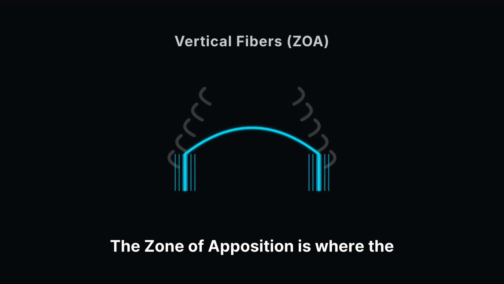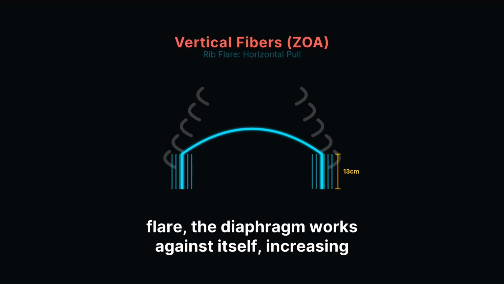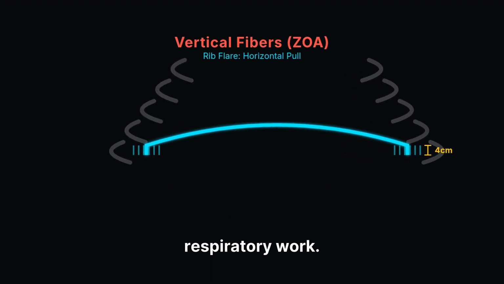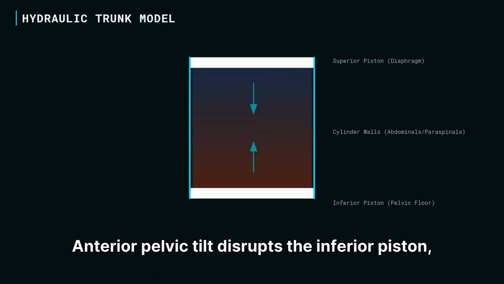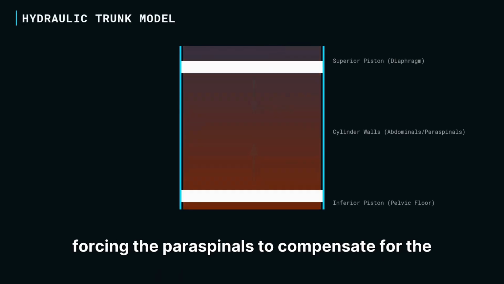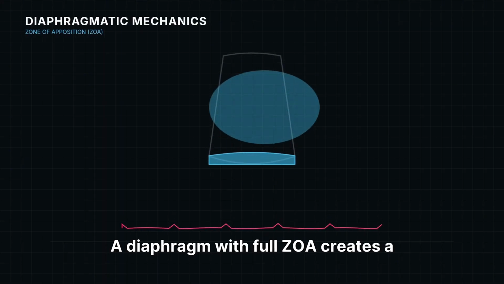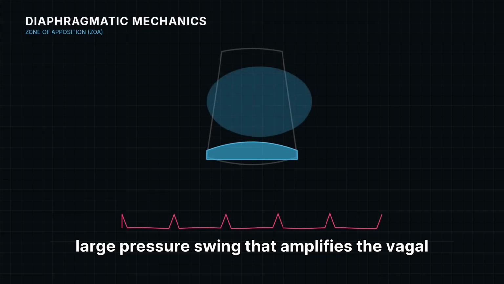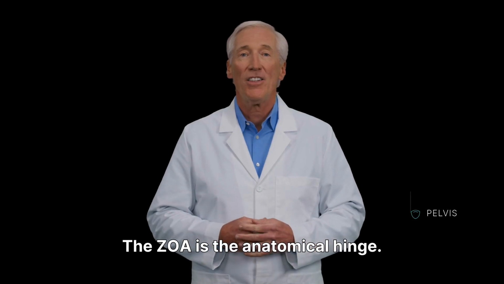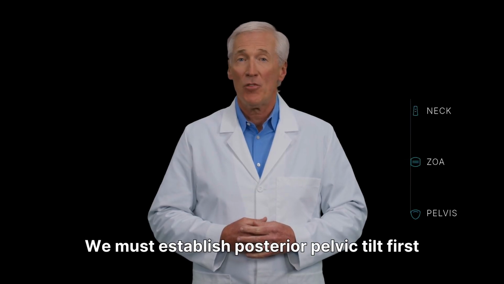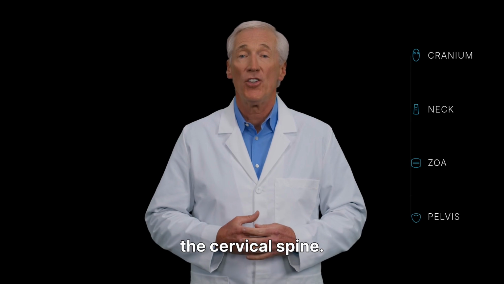The zone of apposition is where the diaphragm fibers run vertically. When the ZOA is lost to rib flare, the diaphragm works against itself, increasing respiratory work. The trunk is a hydraulic cylinder. Anterior pelvic tilt disrupts the inferior piston, forcing the paraspinals to compensate for the lost internal pressure. HRV is mechanically generated. A diaphragm with full ZOA creates a large pressure swing that amplifies the vagal tone measured in respiratory sinus arrhythmia. The ZOA is the anatomical hinge. We must establish posterior pelvic tilt first to restore the ZOA and sustainably correct the cervical spine.